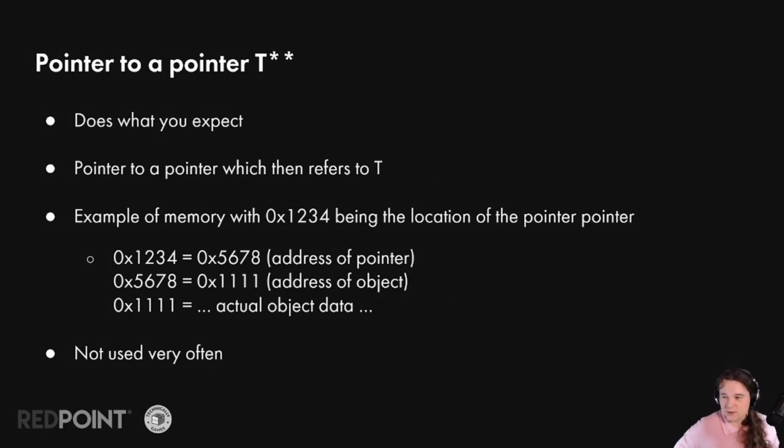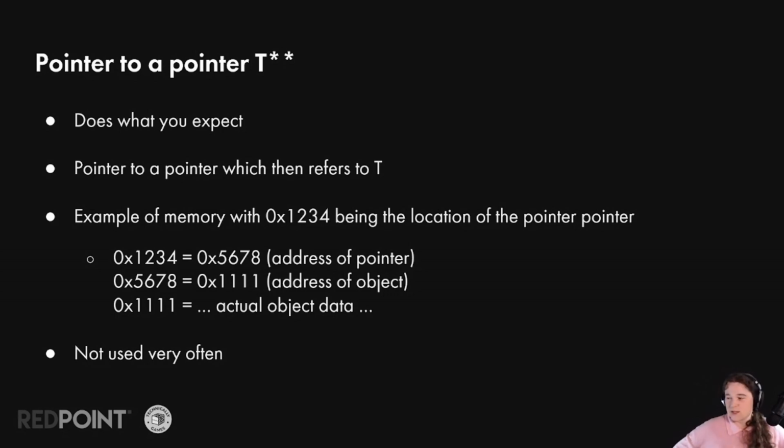Pointer to a pointer. So if we have T star star, this does mostly what you should expect. It is a pointer, so 8 bytes on the stack. It's a pointer to a pointer. So then you're going to have 8 bytes in the heap that also contains a memory address that then points to the actual thing.